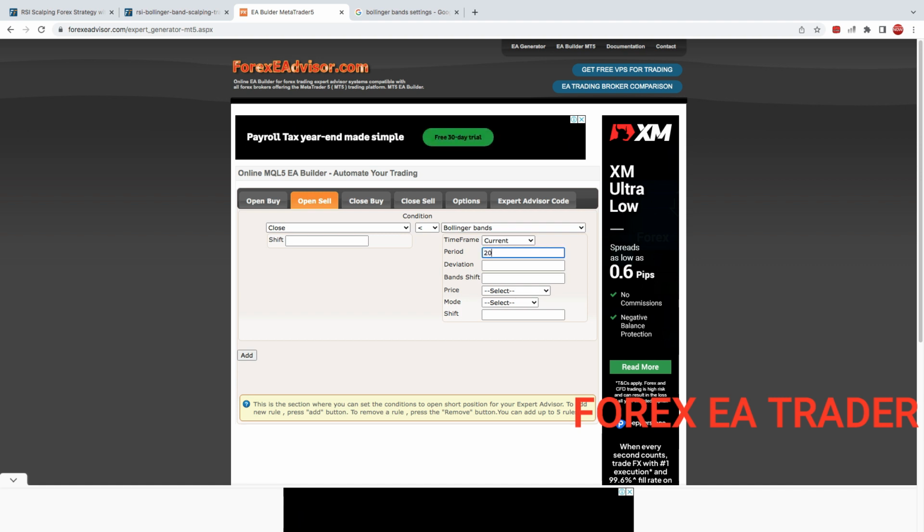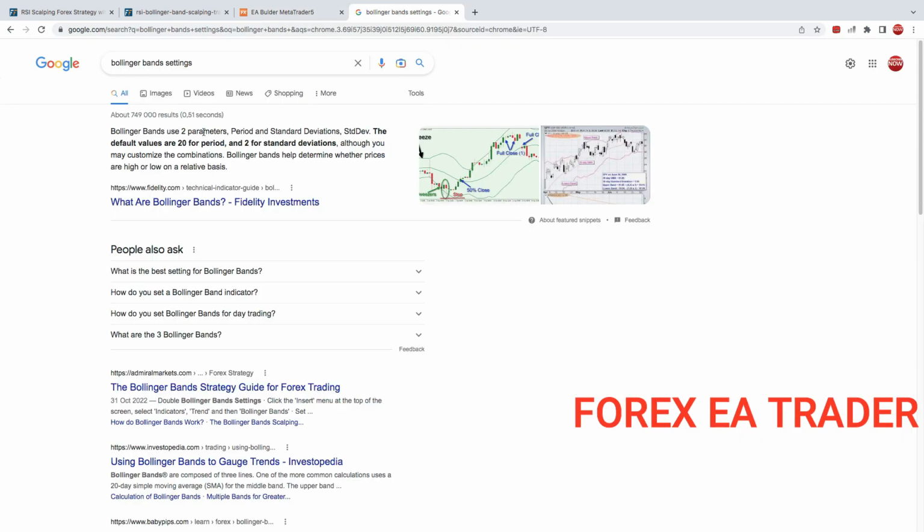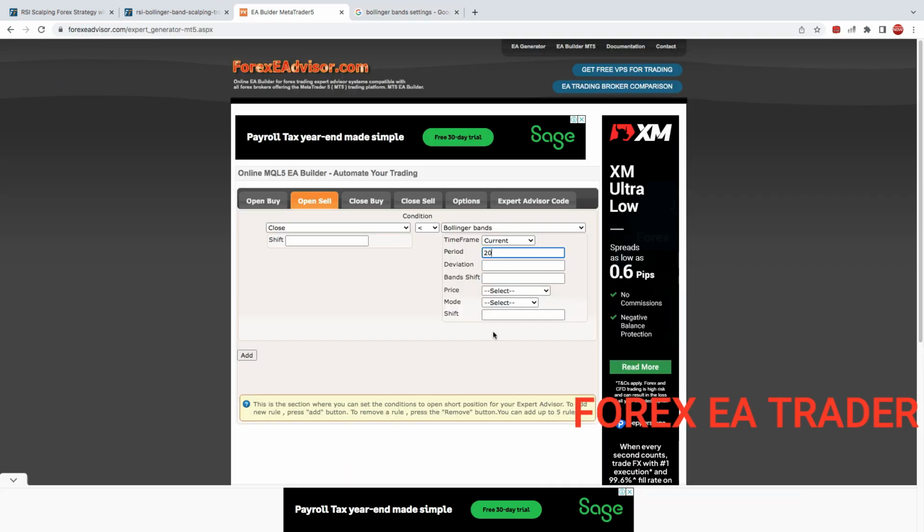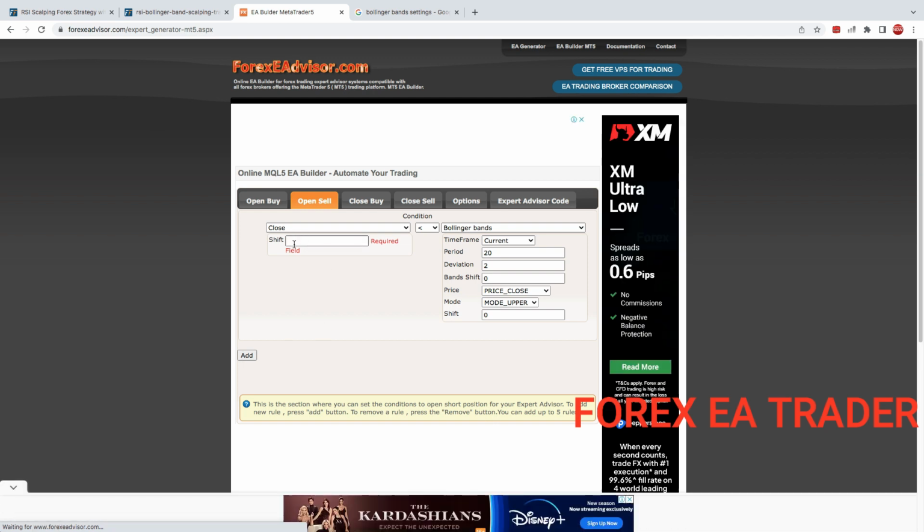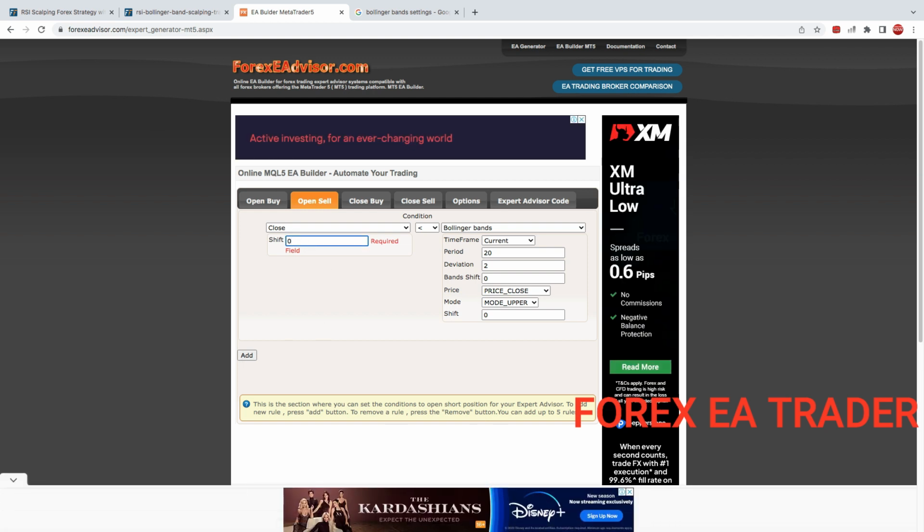I think we said it's 20 and 2, so it's 20 and 2. Shift, we're going to put 0. Price, we're going to choose close, and mode, we're going to use upper, the upper band. Then we are going to put our RSI. Sorry for this shift, we are just going to put 0 there. So if you make a mistake, it's there to also correct you.